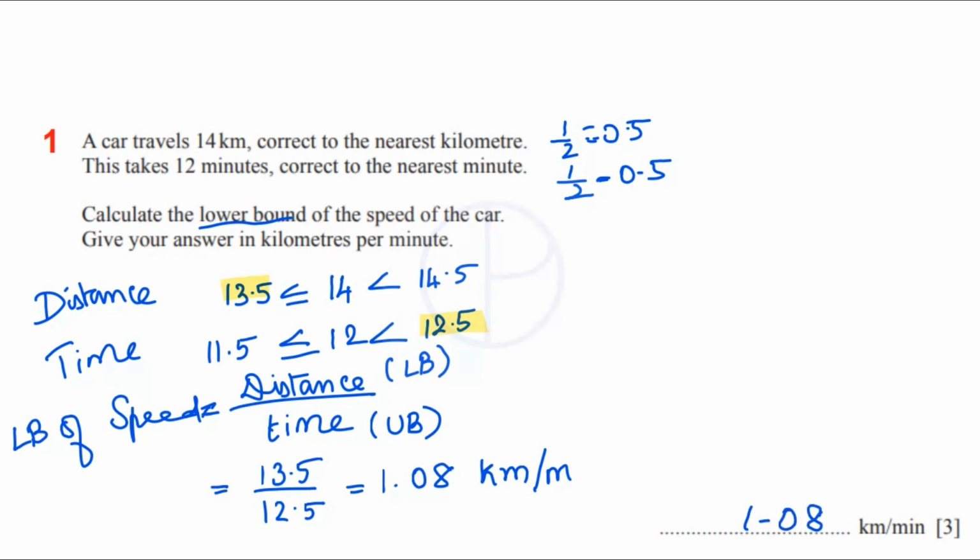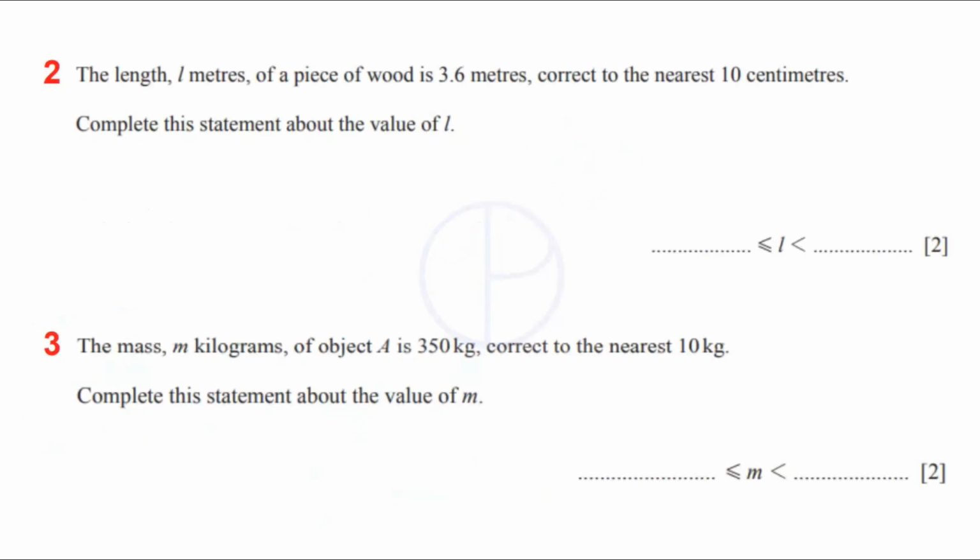The next question is, the length L meter of a piece of wood is 3.6 meters correct to the nearest 10 centimeters. Complete this statement about the value of L. Let's convert first a centimeter into meter. So we get 0.1 meter.